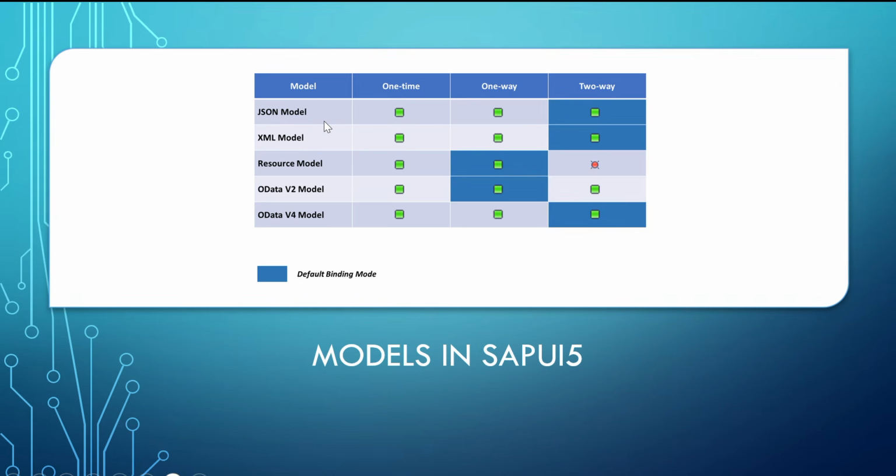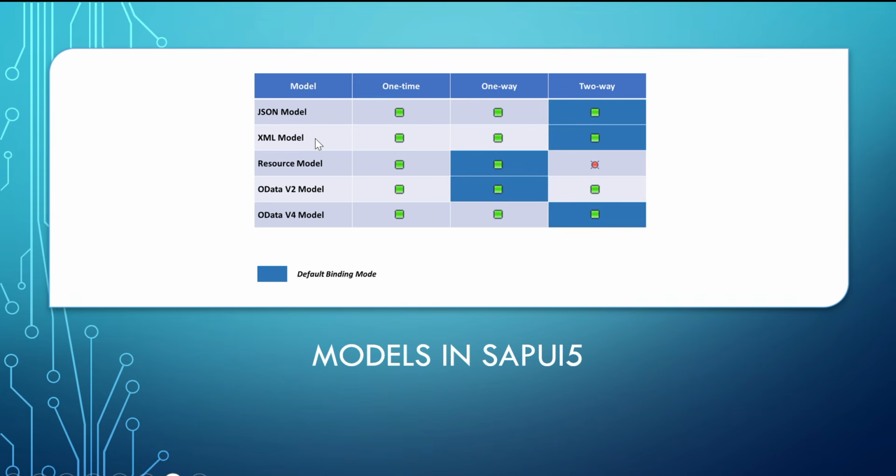So for example, we'll consider the JSON model. This JSON model by default supports two-way binding. But if you want to set it as one time or one way, we can set it. How to set it: the model name dot setBindingMode. Within the braces, we have to specify whether it's one way or two way. How to maintain that, we will show you in coming sessions for real time scenarios.